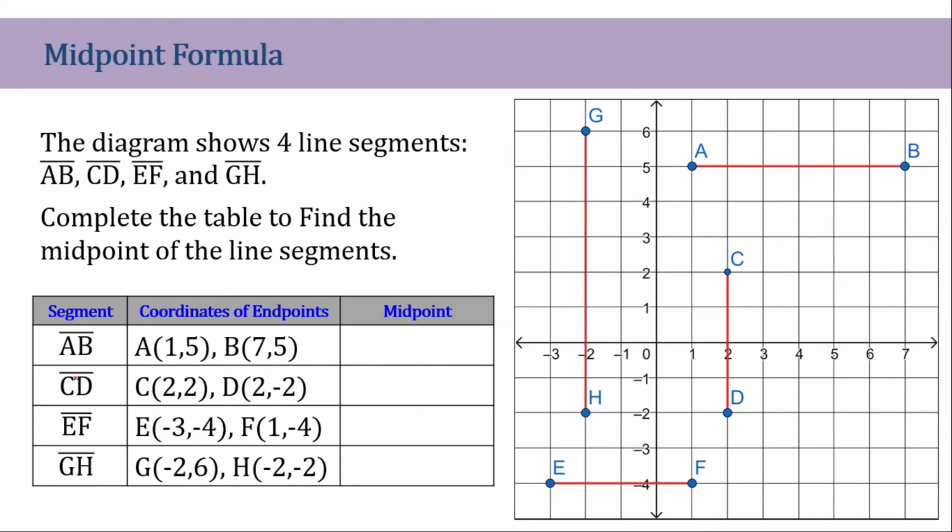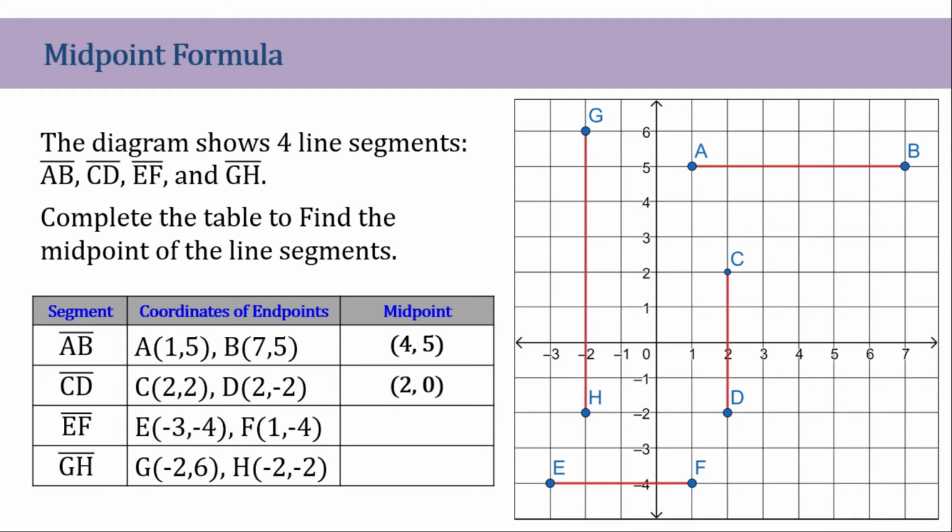Let's consider segment AB. So this is 1, 2, 3, 4, 5, 6. 6 divided by 2 is 3, so that's 1, 2, 3. So the midpoint for this one is (4, 5). So that's the midpoint there. Now CD is 1, 2, 3, 4. Divided by 2 is 2. So 1, 2. So that is (2, 0).